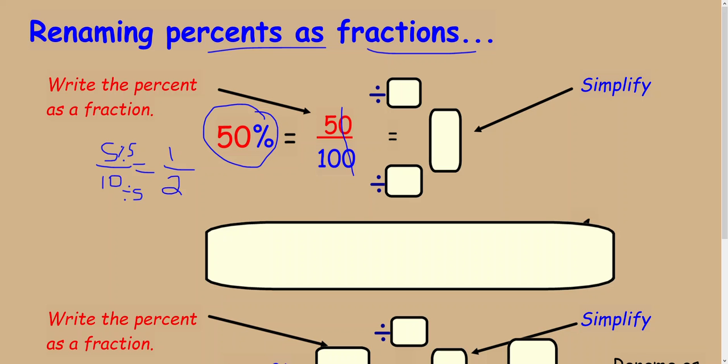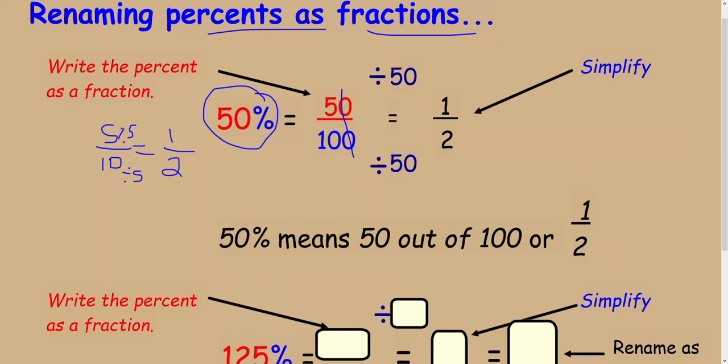And you guys probably already know that 50% is half. If you go to the store and it's 50% off, it's going to be half price. So if it costs $50, half of $50 is 25. So what we did here is divided both by 50, which got 1/2. So it needs to be simplified. So basically 50% means 50 out of 100, or half.